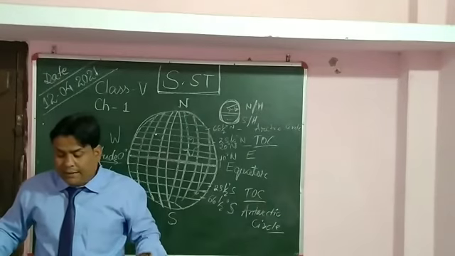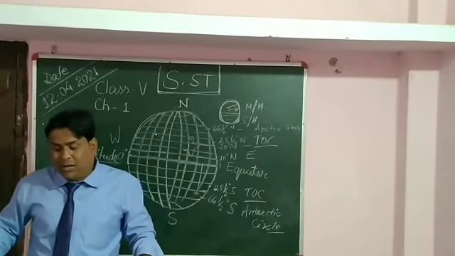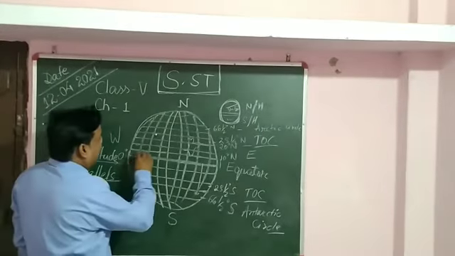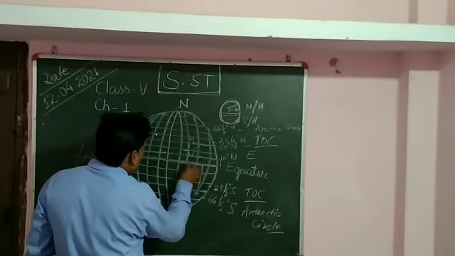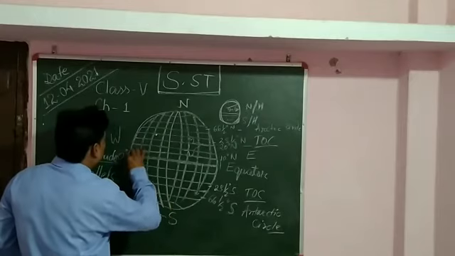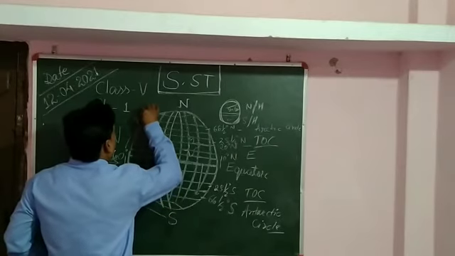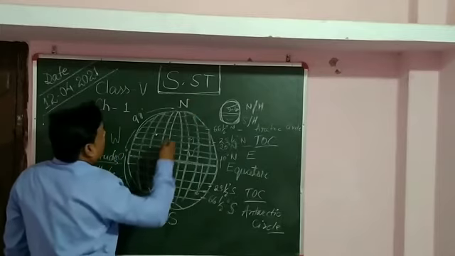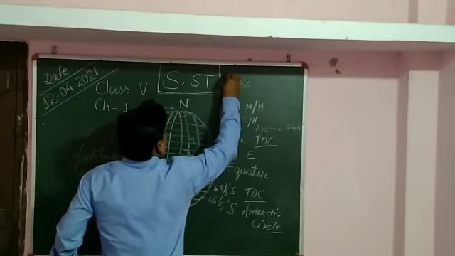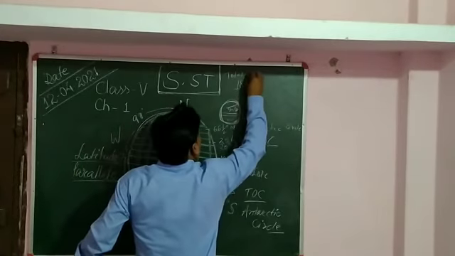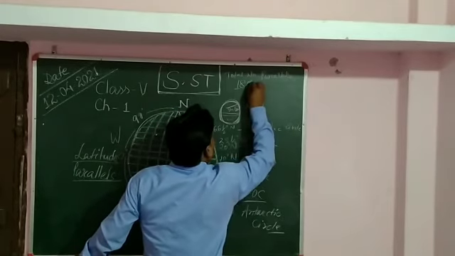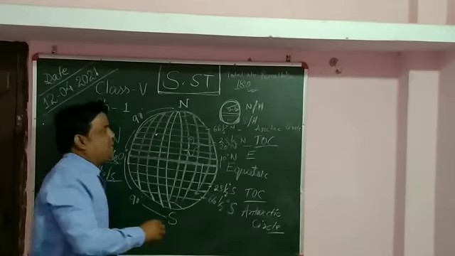Okay. Next thing, there are 180 degrees of latitude in all. It means how many parallels are there? There are 180. From here to here it is 90 parallels, and from here to here it is 90 parallels. Total how many? 90 plus 90, it is 180. Total number of parallels is 180. You have to keep that in mind.